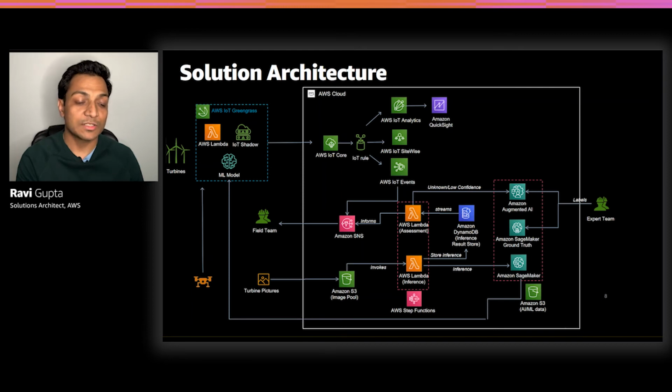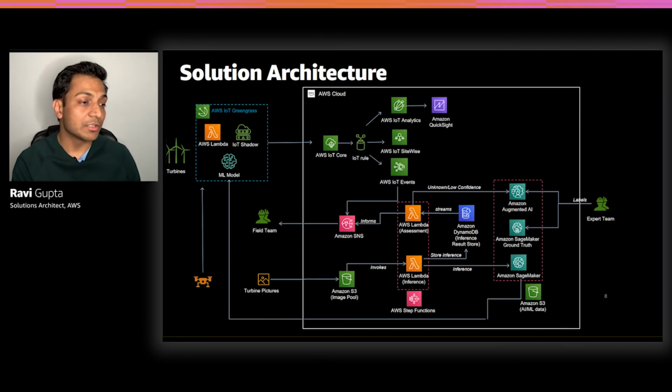Once you detect there is icing on the turbine or corrosion detected, we use Amazon SNS to send a notification to the field teams. This includes the GPS location as well as the time when it was reported, and based on that, the field team can take action.